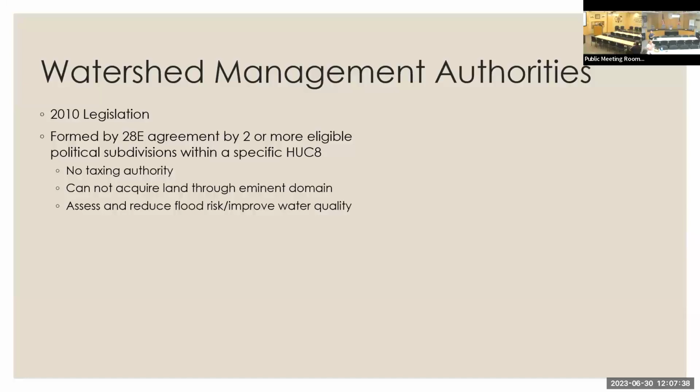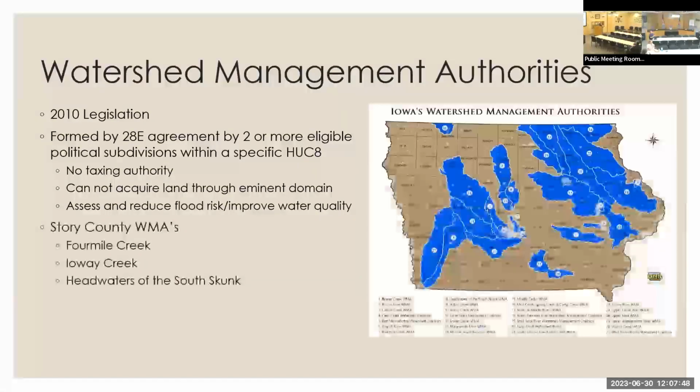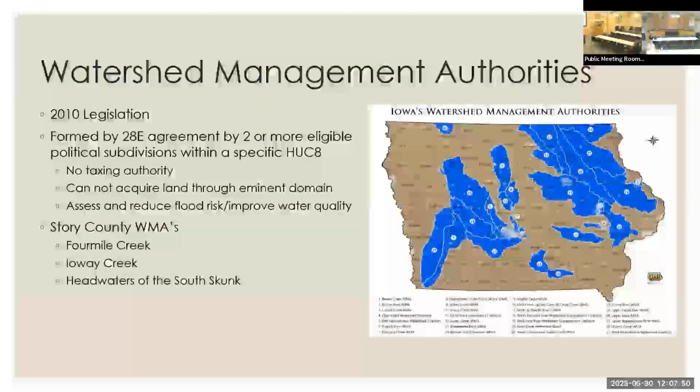Because the biggest thing with watersheds is that it doesn't stop at county boundaries, it doesn't stop at city boundaries. So we kind of have to work together as a whole. And this map shows all of our current WMAs in Iowa. Again, the DNR oversees this. And when a WMA is formed, the goal is that that group of people, they have to create a plan.